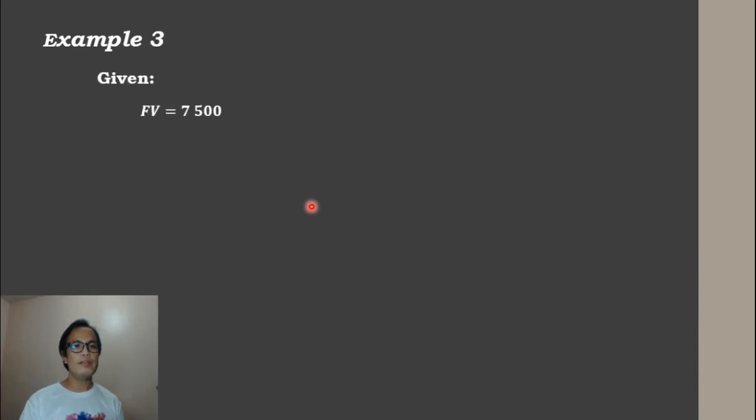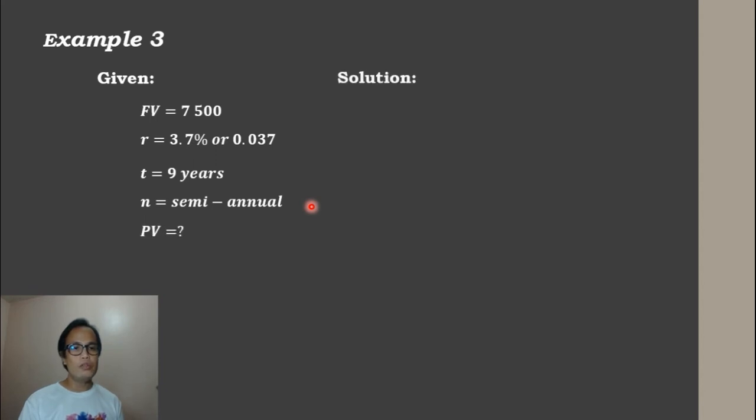For example, we are given the future value of 7,500 and our rate is 3.7% or 0.037 and our time is 9 years. Then our N is semi-annual. That means semi-annual twice a year. So this is multiple compounding period. We need to solve for the present value. Since this is multiple compounding period, so our formula to use here is the first formula.